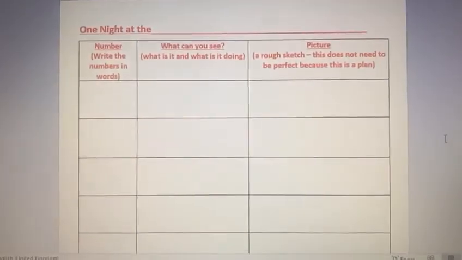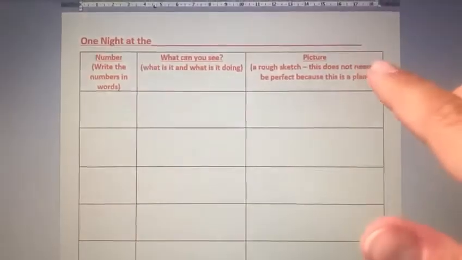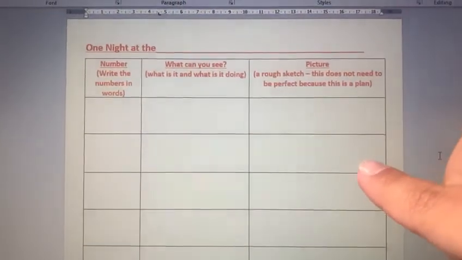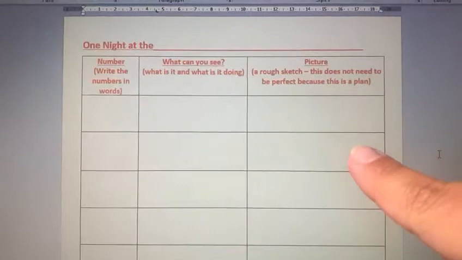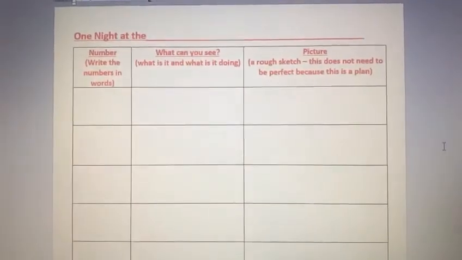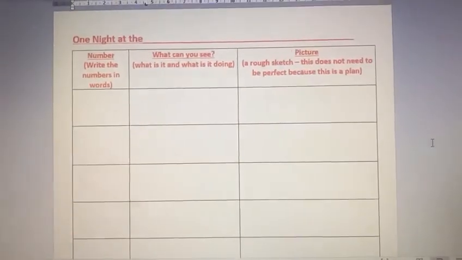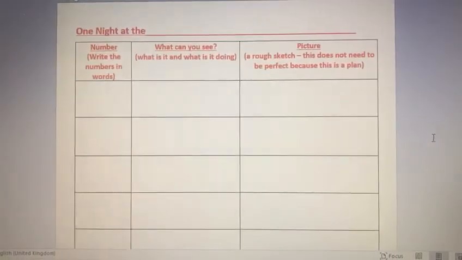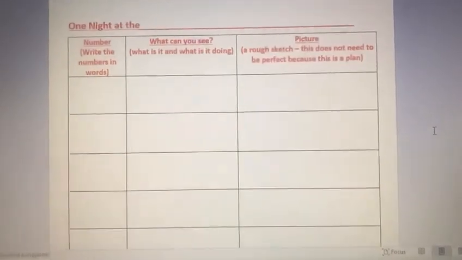Then in your final column, I want you to draw a rough picture of what it is you are planning to write about. Now, this says here, this does not need to be perfect because this is just your plan. So a very rough sketch in each box of the things you are writing about. And then tomorrow, this plan is going to help you with writing your final story.